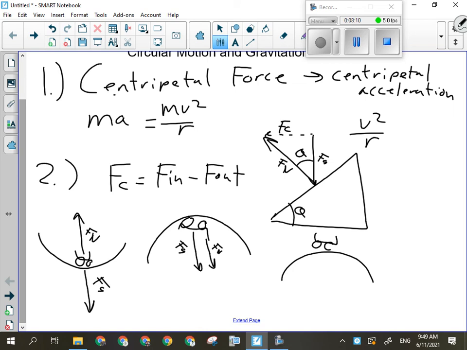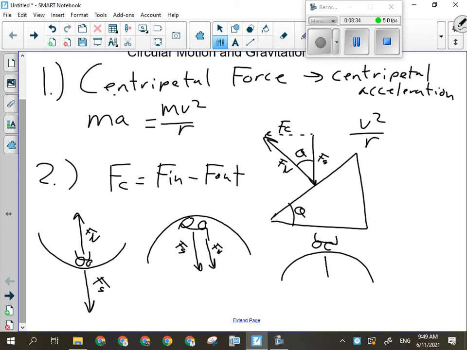Okay? You push on the track, it pushes on you. So in that situation, there's no what? Fc equals forces in minus forces out. What are there none of? There are no forces out. Okay? When you're on the top of a vertical circle on the inside, there are no forces out. There's only forces in. And it can be either gravity or gravity and normal force.